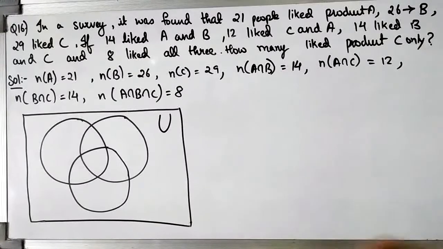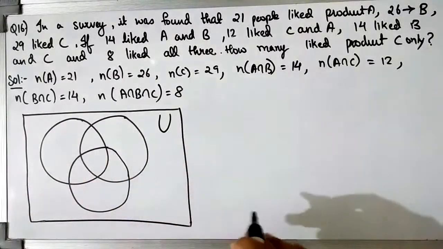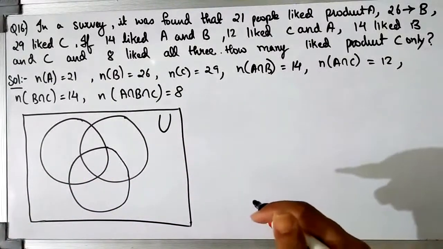Then some may have a liking for A and also for B. So we have to find only those people who like the product C entirely and not any other product. So first let's shade the region of the Venn diagram by using those number of elements.